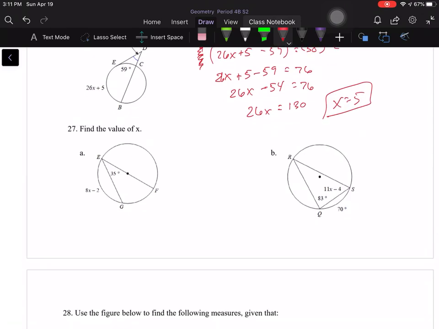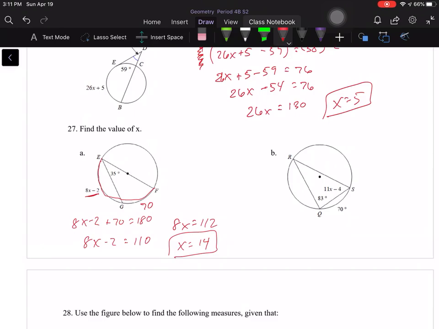Okay, 27. This one is an angle on the circle, which means I can just double that, and that's going to be 70. And because I'm looking for this, since I have half a circle here, I know that 8x minus 2 plus 70 has to equal 180, or some of you will jump right to this, 8x minus 2 you knew had to equal 110, because if you have 70, you know the other piece is 110. So 8x equals 112. So 112 divided by 8, x is 14.